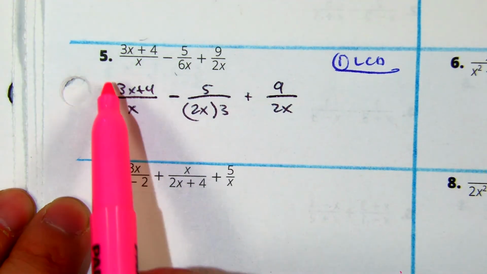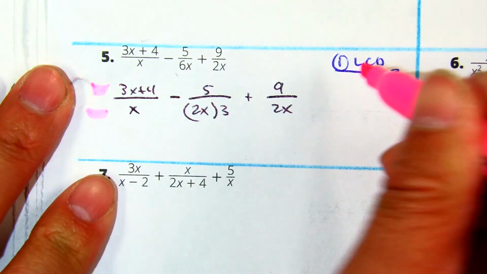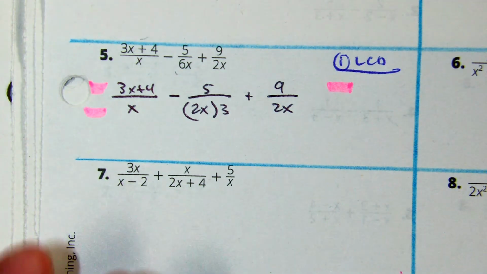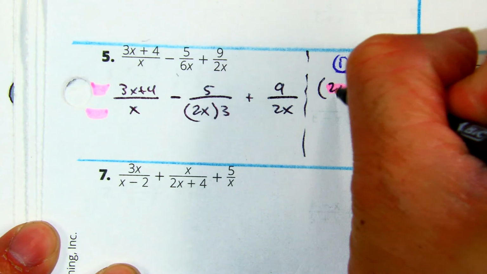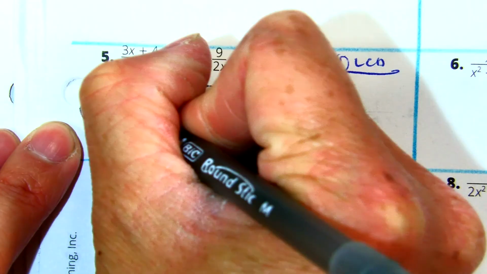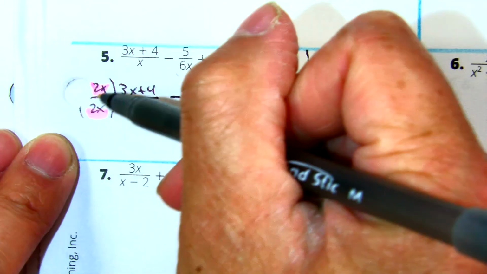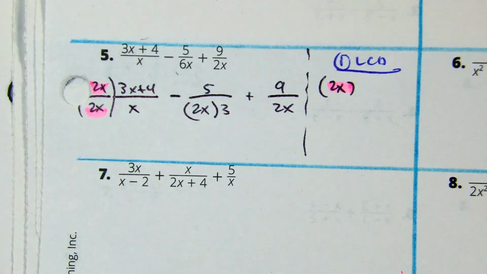But class, does this one have a 2x? No. So I'm going to multiply this one by 2x. So there's my 2x. And why am I writing 2x twice over here? It's because remember, for fractions, you can multiply by 1, right? That's 1 times anything is still the same. So I recognize now they all have the pink.